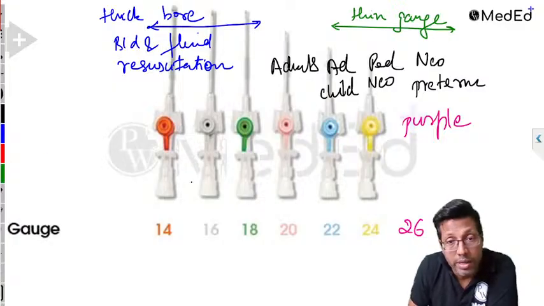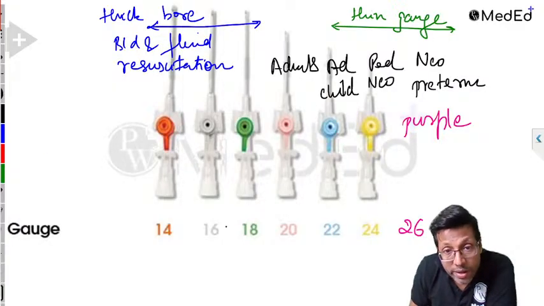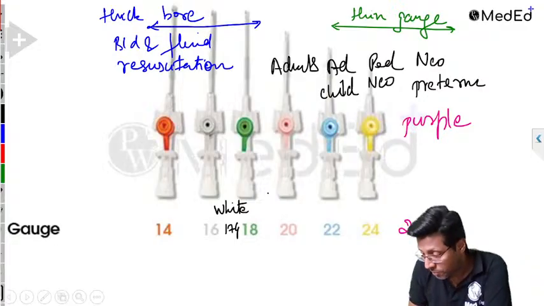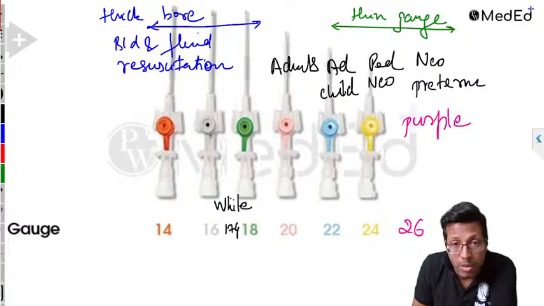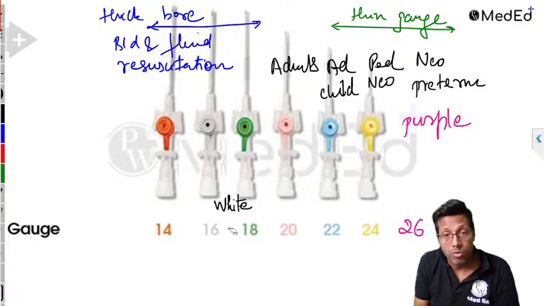Remember, there's one 17 gauge also, which is white in color. It's not available in India. Again, that's a thick one. I have not seen it, but I just read about it. So 17 gauge is also there, white in color.